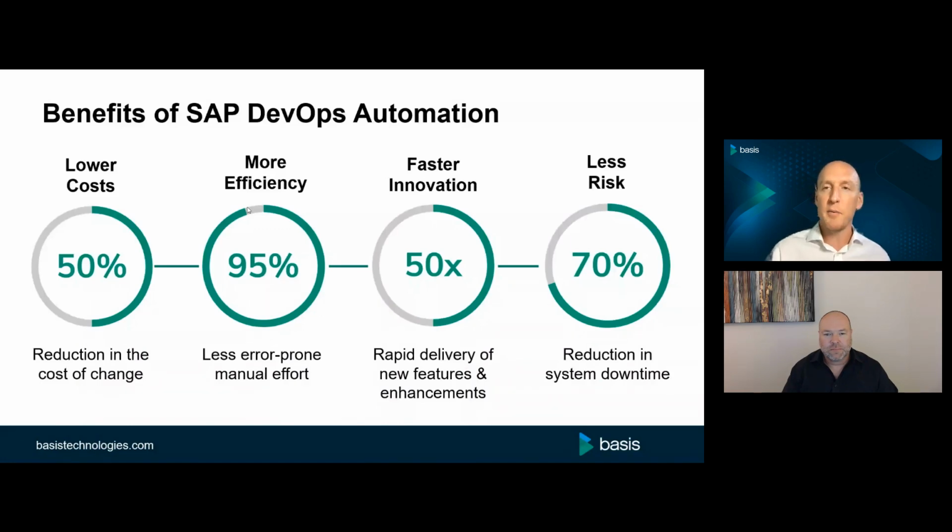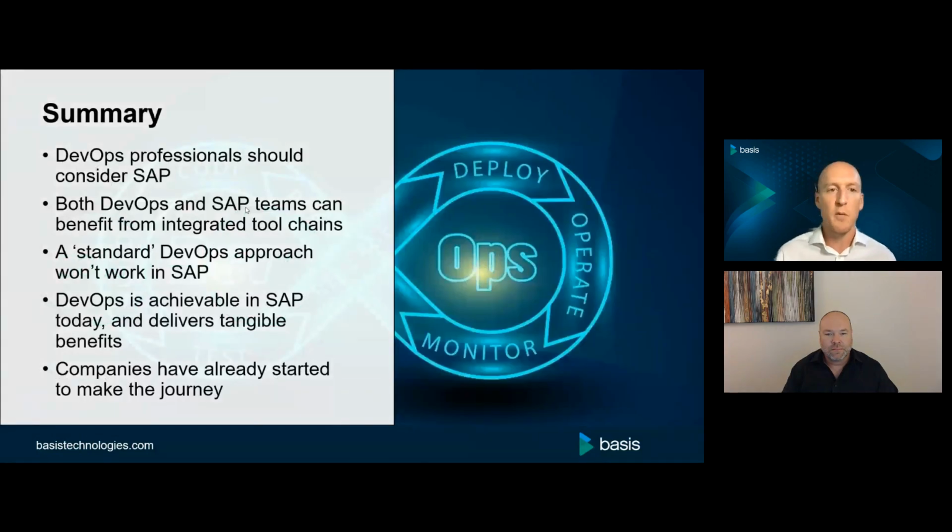Let's just wrap things up for today. We're almost on time, slightly over where we meant to be. As we said right at the top, we believe that DevOps professionals should consider SAP for a number of good reasons. It may well be in your own benefit to do so. It's almost certainly going to be in the company's benefit to share that knowledge and bring those together. DevOps and SAP teams together can both benefit from a more integrated tool chain. And when we say DevOps teams there, of course, we mean development teams outside of SAP, working on other technologies and applications. But that standard DevOps approach isn't just a lift and shift into SAP.